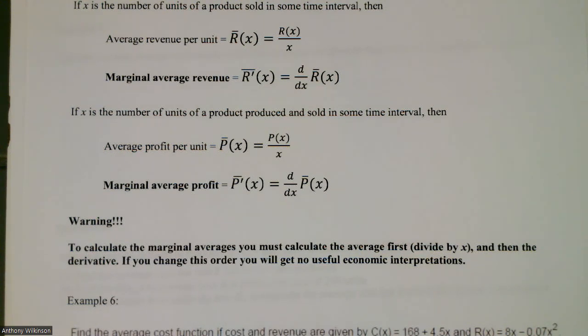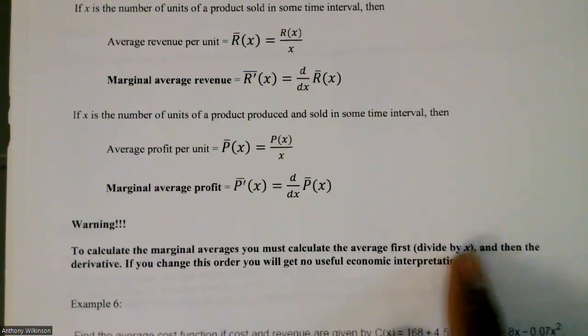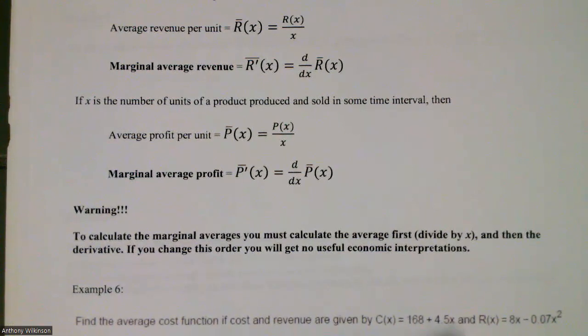Now, I do need to warn you about this. When you're calculating marginal averages, you must calculate the average first. In other words, you must divide by x and then get the derivative. So if you change the order of this, you will get no useful economic interpretation. So make sure that you divide by x first to get the average for each one of those, and then you take the derivative.